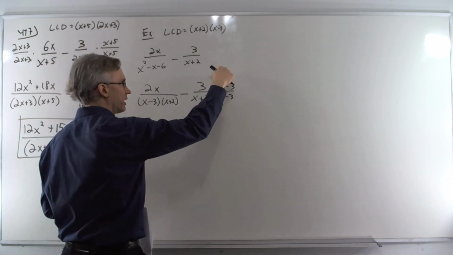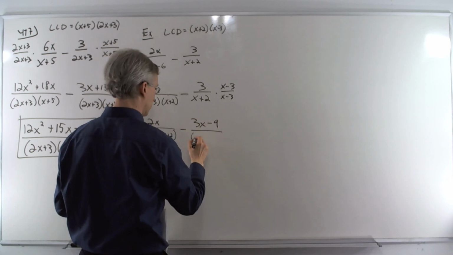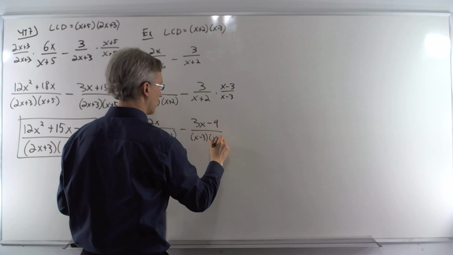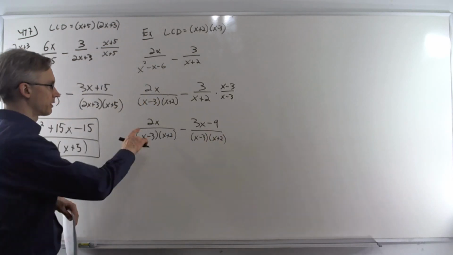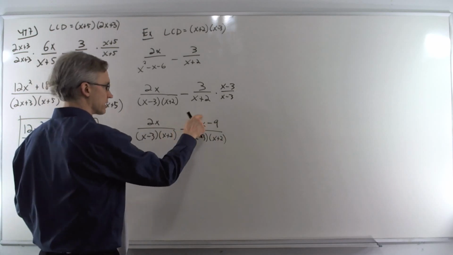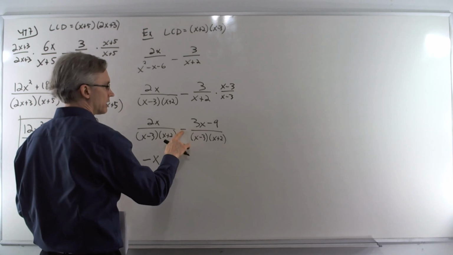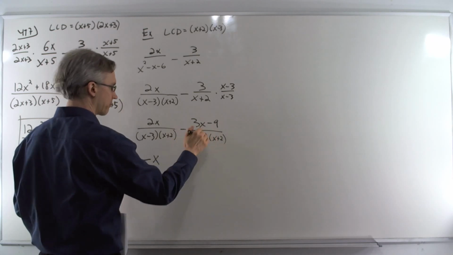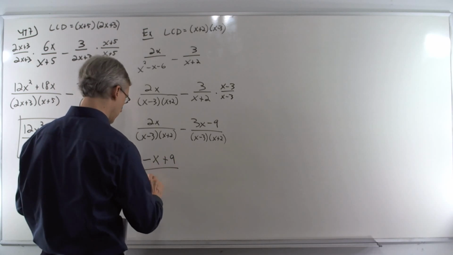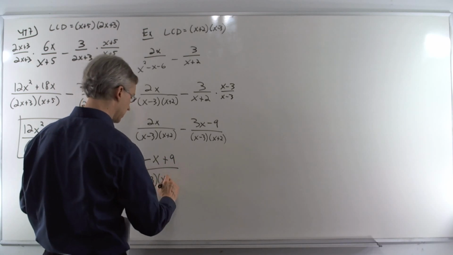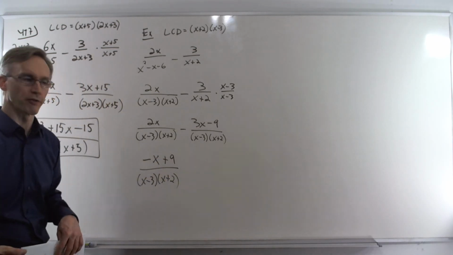Now we'll distribute 3 into this binomial, so that's 3x minus 9 over our common denominator. And now we can combine these numerators. 2x minus 3x is negative x, and we're subtracting negative 9. So that's the same as adding positive 9. So negative x plus 9 over x minus 3 times x plus 2. You can also write that as 9 minus x if you prefer it that way.